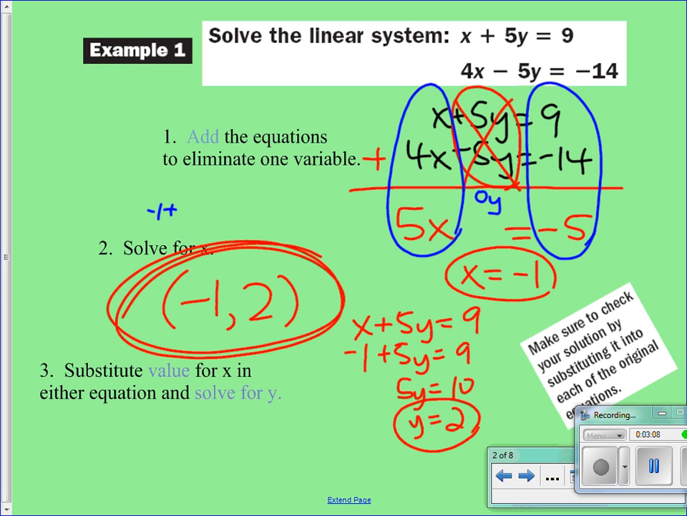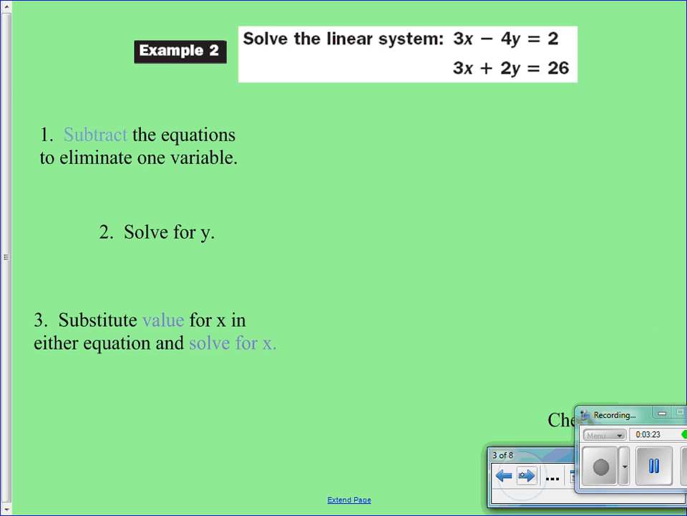Take a second, let's check to make sure that works. Negative 1 plus 5 times 2 equals 9, you bet. Negative 1 times 4 minus 5 times 2, and that equals negative 14. Yep. So we did find the one solution that works in both equations. So let's see that again.